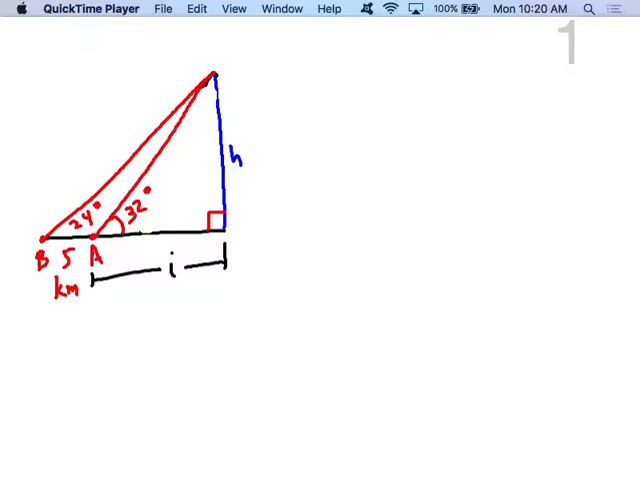Given that setup, I should be able to write at least one equation, one trig equation. What would that trig equation be? Ethan, you raising your hand? Tangent of 32 equals h over i. Tangent of 32 is equal to h over i. How did he do? Yeah, he's right. Opposite over adjacent. Well done. Is that a solvable equation?